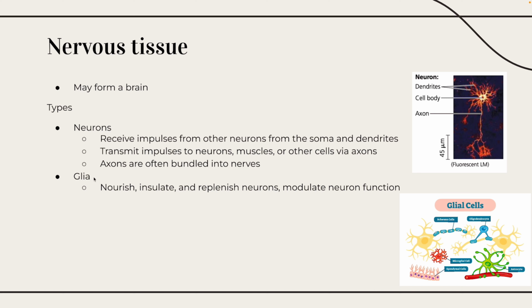Then we have glia, and they're like the support system of the nervous system. They nourish, insulate, and replenish neurons and modulate neuron function. Here's a picture with a lot of them. You're going to have some different ones based on what part of the nervous system you're in, whether it's the central nervous system or the peripheral nervous system. We'll get into that in the nervous system video. But just a quick brief, you have Schwann cells and oligodendrocytes, which myelinate axons, and that helps with conduction. Microglial cells help with immune function. Ependymal cells help with cerebrospinal fluid. Astrocytes do a lot of things, but they help with the blood-brain barrier.